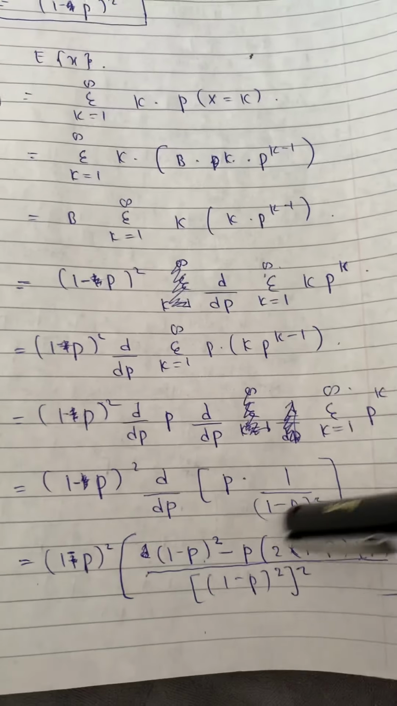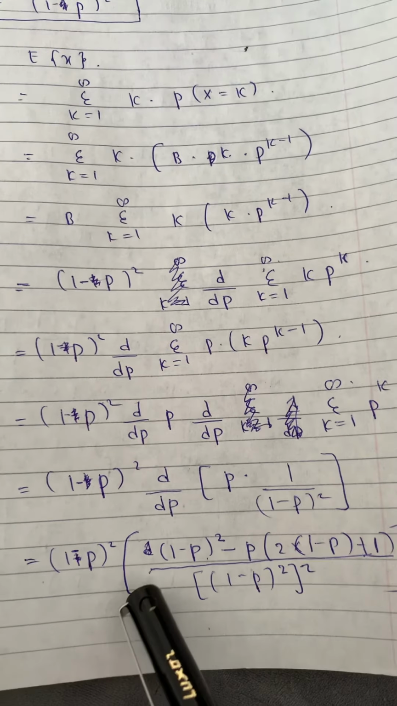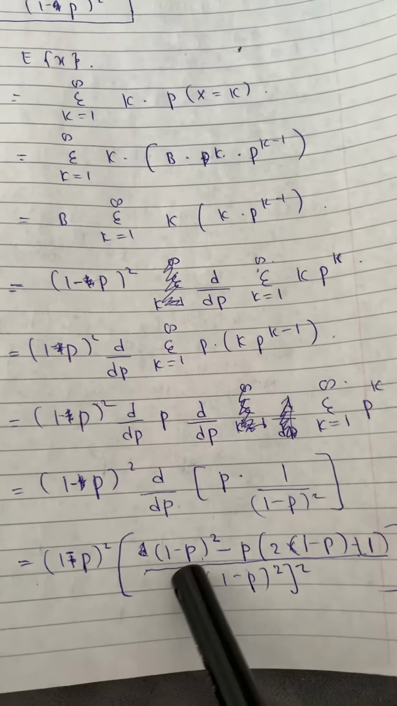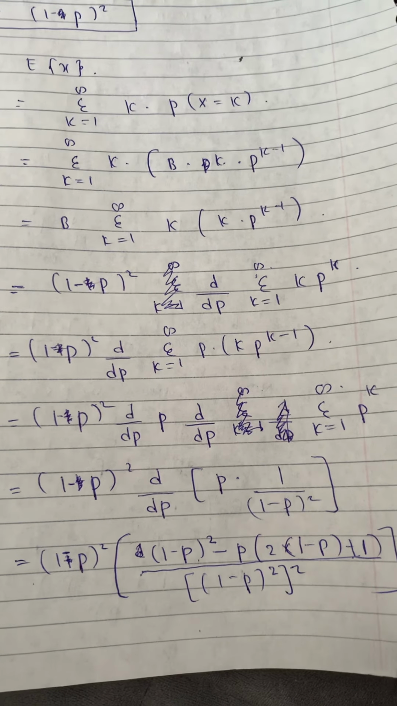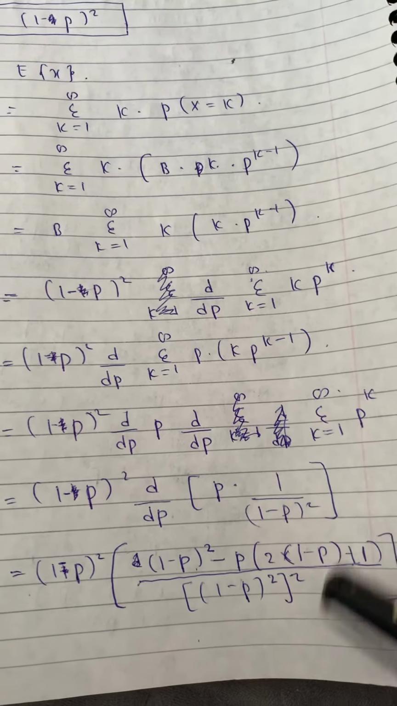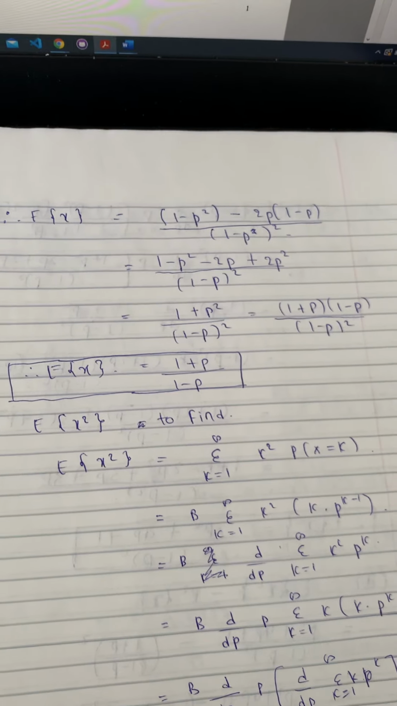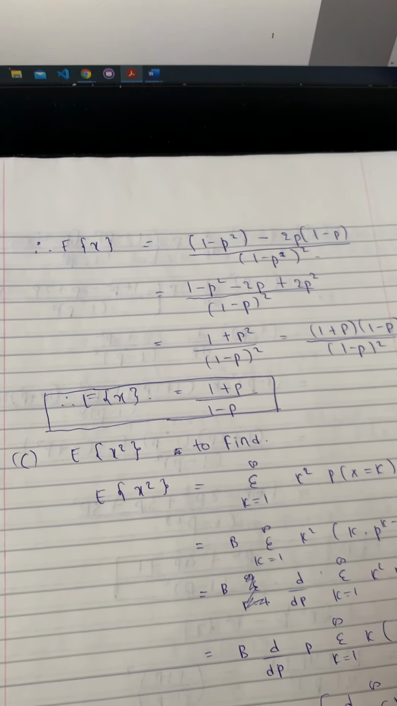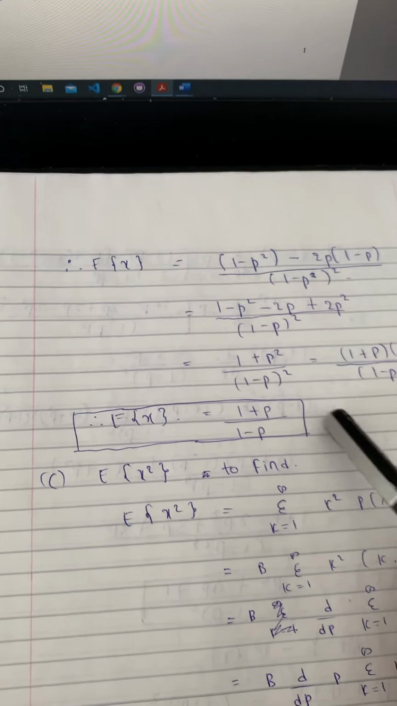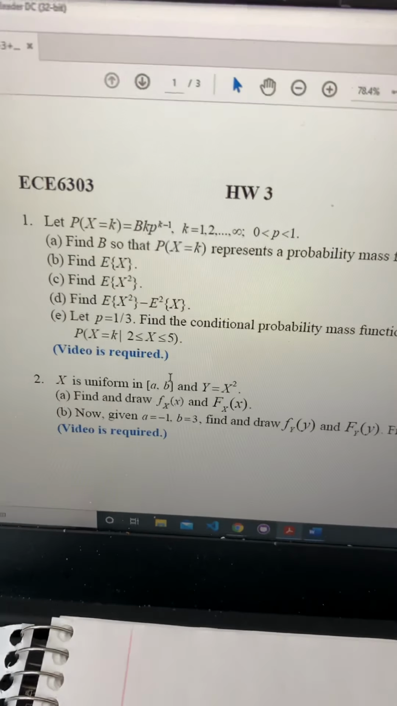So we just solve this again by the quotient rule, and to save time I have pre-solved it. So we have 1 minus p whole square into 1 minus p whole square minus p into bracket 2 into bracket 1 minus p plus 1 upon 1 minus p whole square, whole square, which is the derivative of p upon 1 minus p square. So I further solved it. So we have E of x, which is 1 upon p, or p upon 1 plus p upon 1 minus p. So this is the value of E of x. Okay, so now the third part is we have to find the expected value of x square.